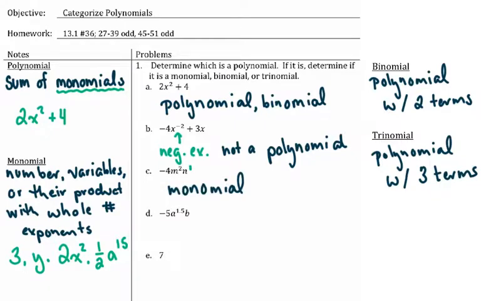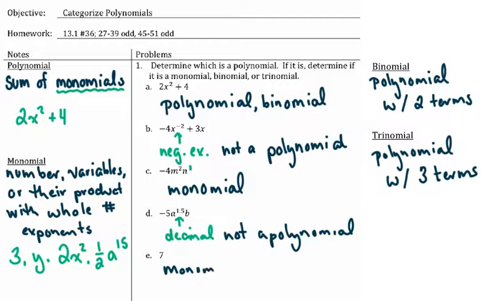D, again, kind of looks like a monomial. It looks like part C, but you'll see here that we have a decimal in our exponent, and so this is not a polynomial. And lastly, we've got number 7. This is a monomial, just like we see as one of our examples. I think, yep, I used 3 here instead of 7, but the same thing applies.